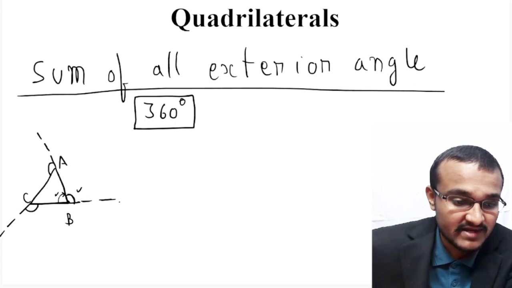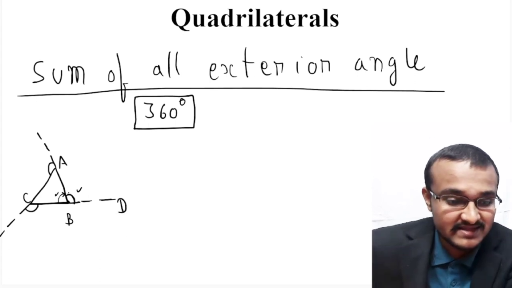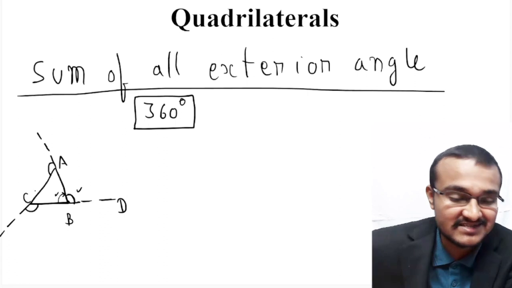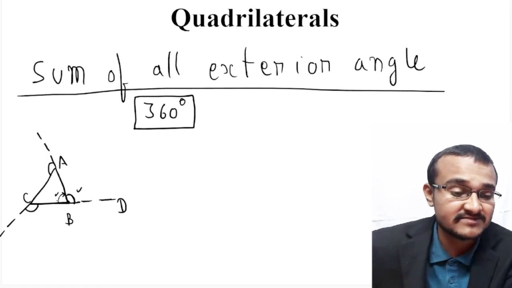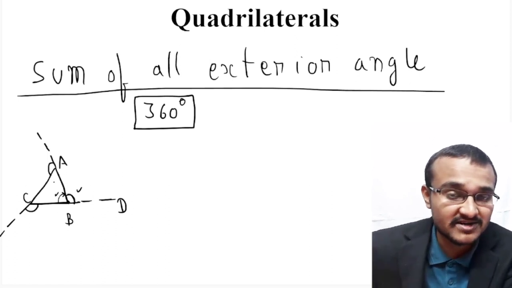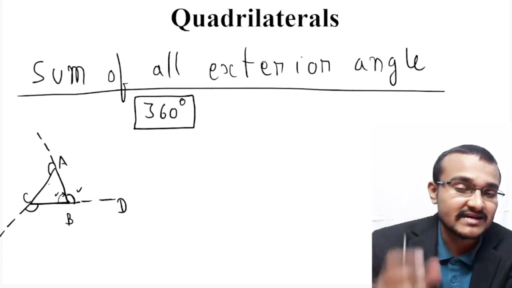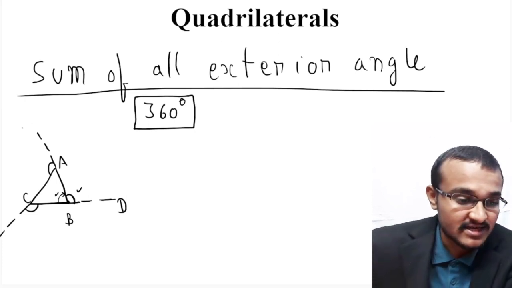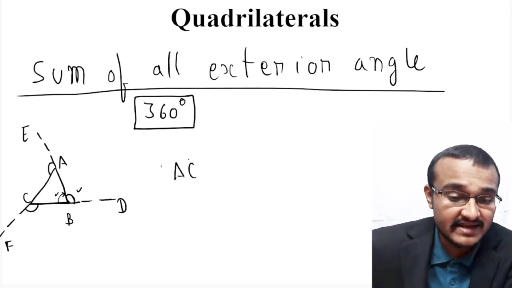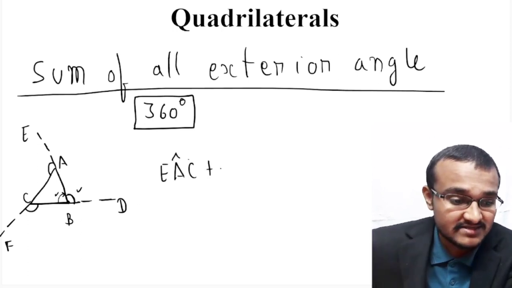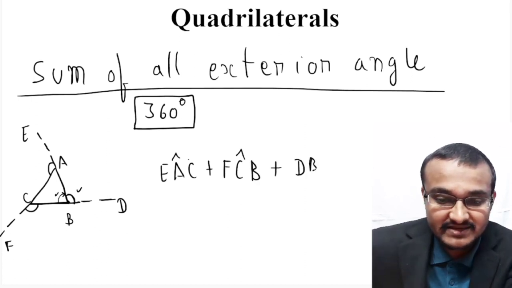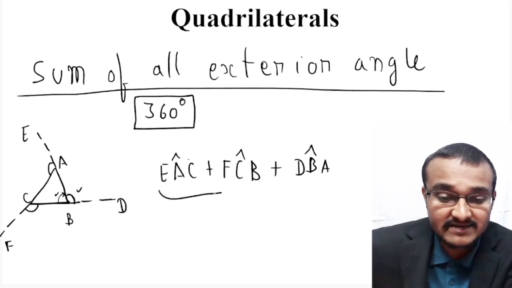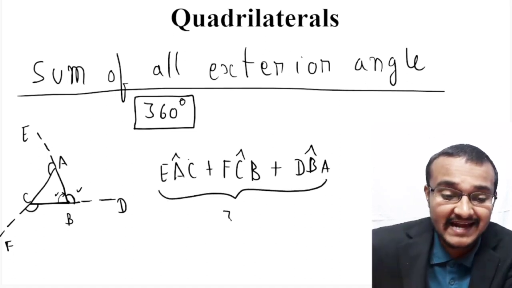So if I name this point as D, then ABD will be the exterior angle and ABC will be the interior angle at this particular point. So the exterior angles which have been created at all the three points of this particular triangle, if you add them, then it will always be equal to 360 degree. So if I name this as E and this as F, then EAC plus FCB plus DBA. So you can see I have summed all exterior angles. That will always be equal to 360 degree.